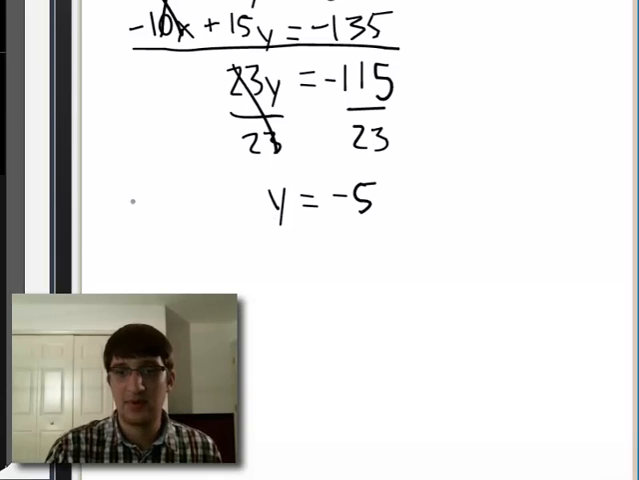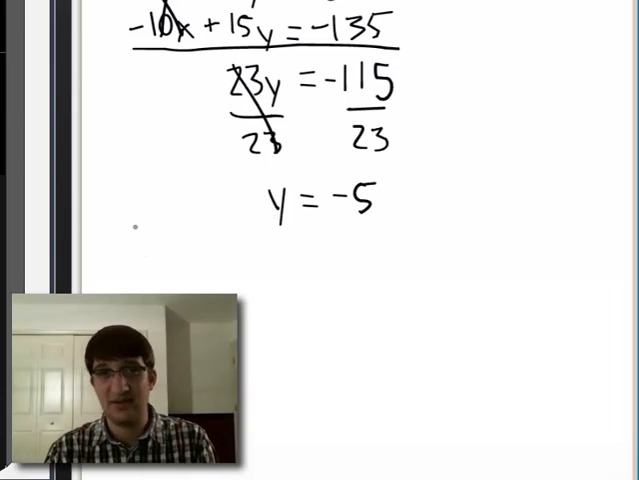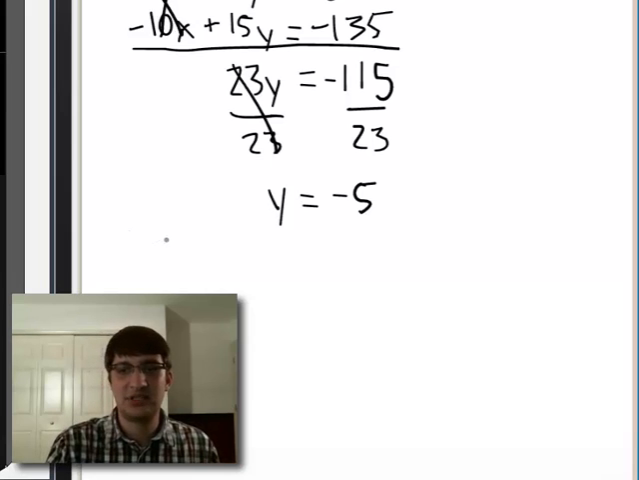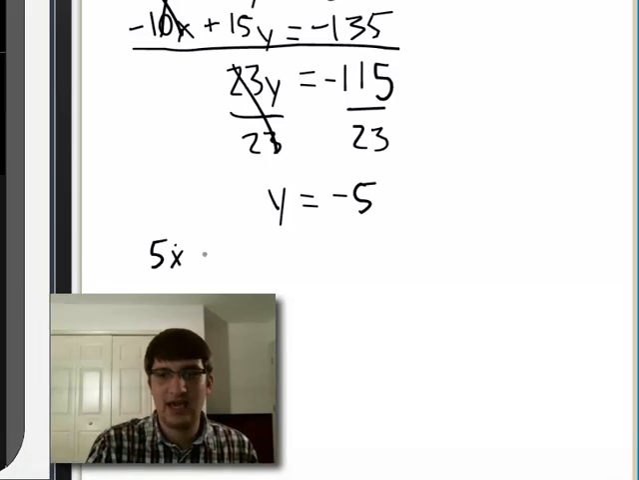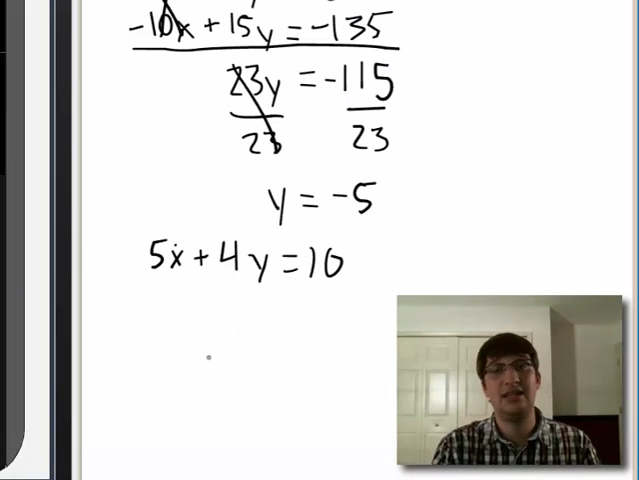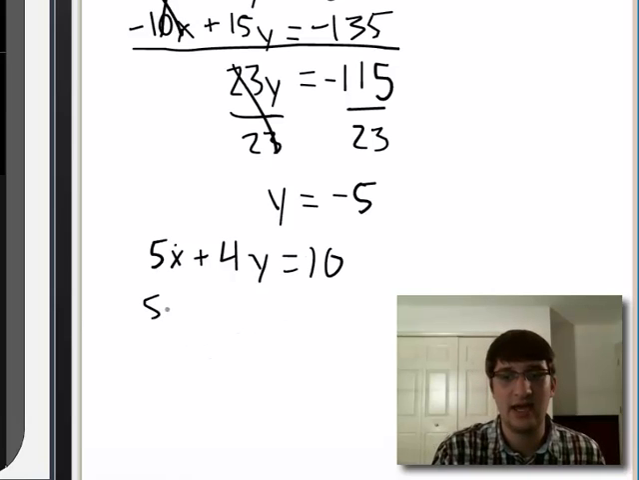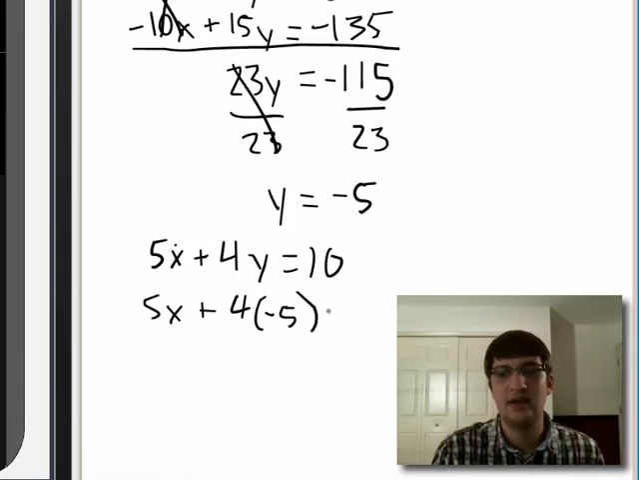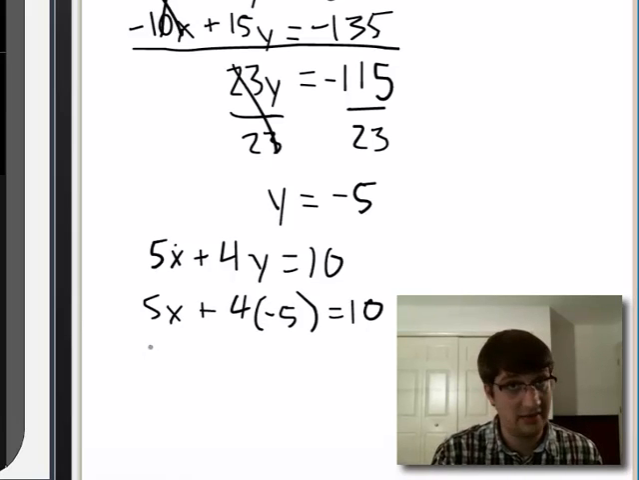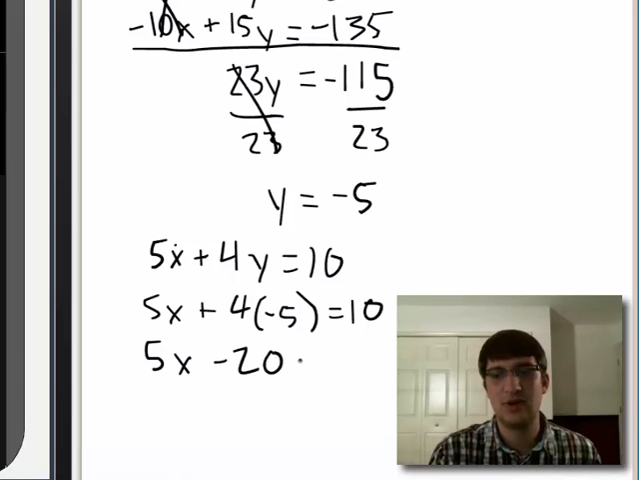I'm going to rewrite that top equation again, without any kind of stuff done to it, just so I can keep the same method each time. 5x plus 4y equals 10. I'm going to plug in the negative 5 for y to solve for x. 5x plus 4 times negative 5 equals 10. 4 times negative 5 is going to be negative 20. So I got 5x minus 20 equals 10.